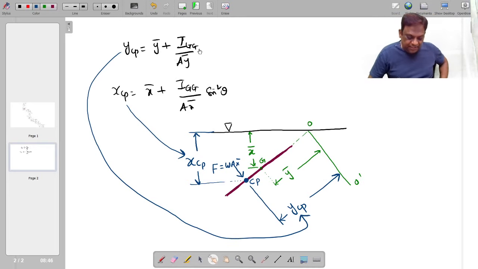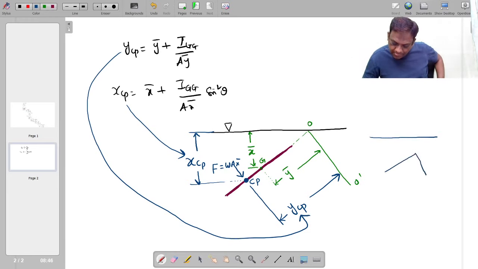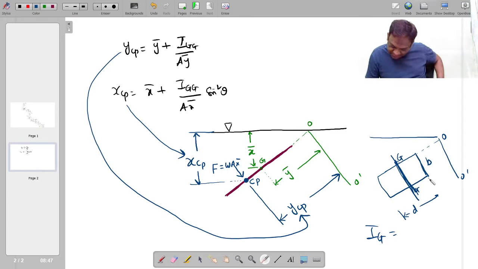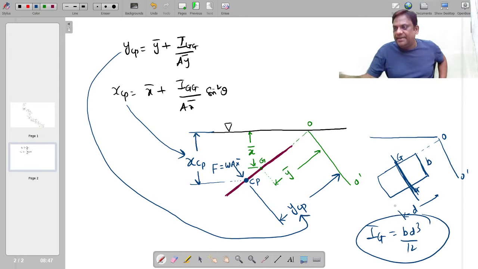And now tell me what is IG. Just now we have seen, look once, this is the area, and you saw O dash, this is my IG. Very good. So if this is B and if this is D, what will be the moment of inertia about this axis? Anyone? If you want IG about this axis, it will be B d cube by 12. So therefore it will be B d cube by 12. Please tell me, is the derivation clear, my dear students?